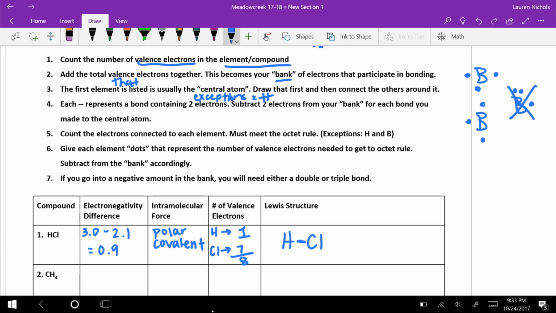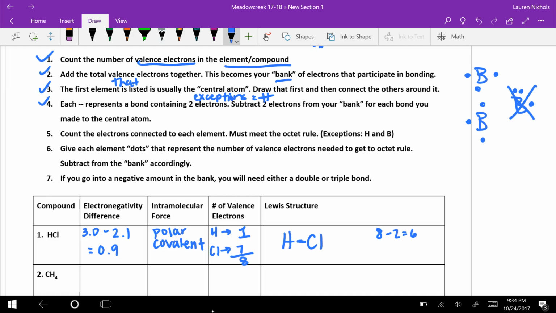Okay. Now, we know that each bond or each dash represents a bond containing 2 electrons. Okay, so we would subtract these 2 electrons that we used from our bank. So we have 8 electrons minus those 2, so now I have 6. And we've done steps 1, 2, 3, and 4. So now we want to count each electron connected to the element, and they have to meet the octet rule.